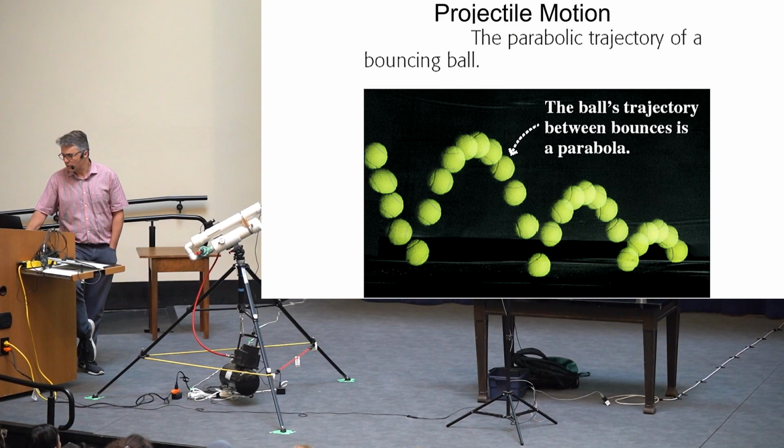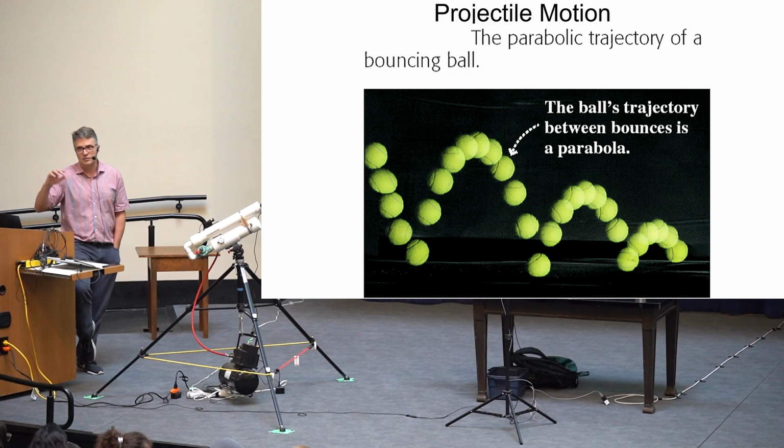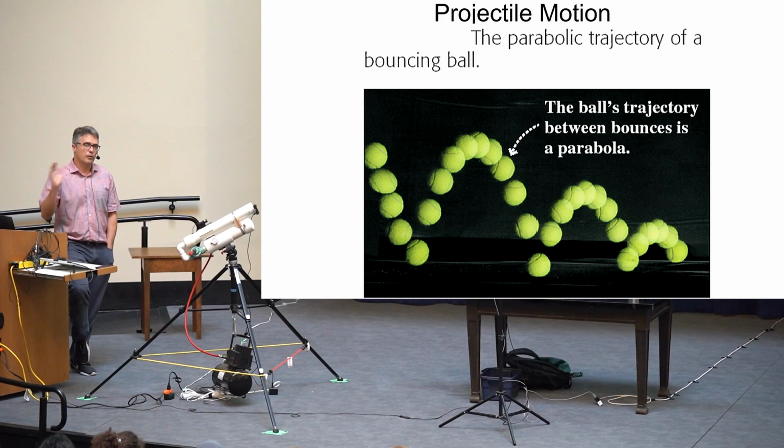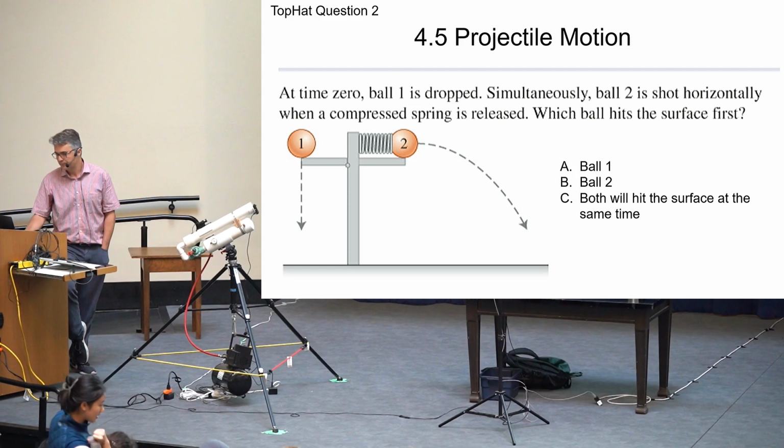So this is this idea that when you have an object that's flying through space and there's only one force acting on it, then if it's got a horizontal component to its motion, there's going to be this parabola trajectory. That's the special name of that curve. So let's do this quick little question.